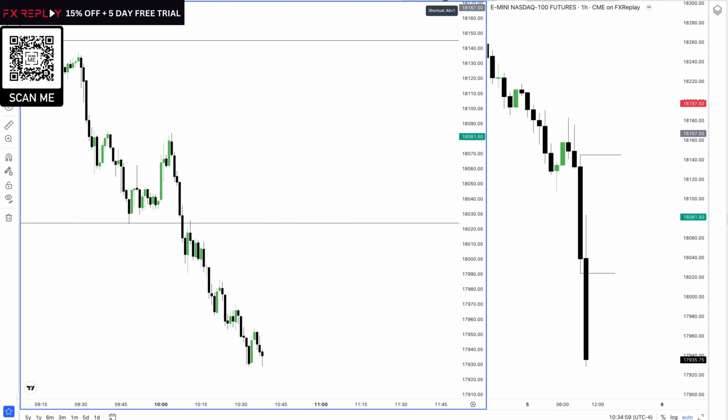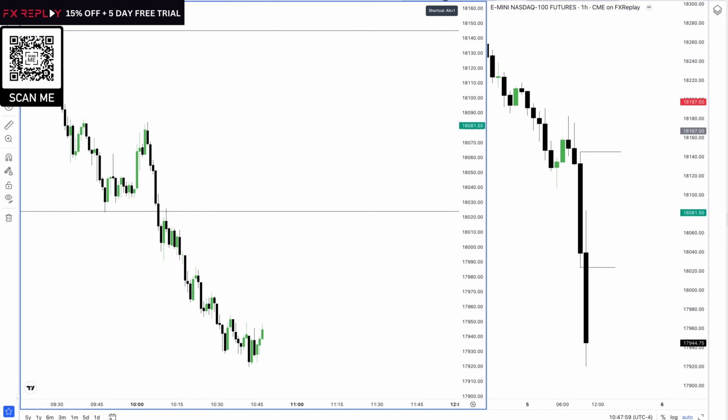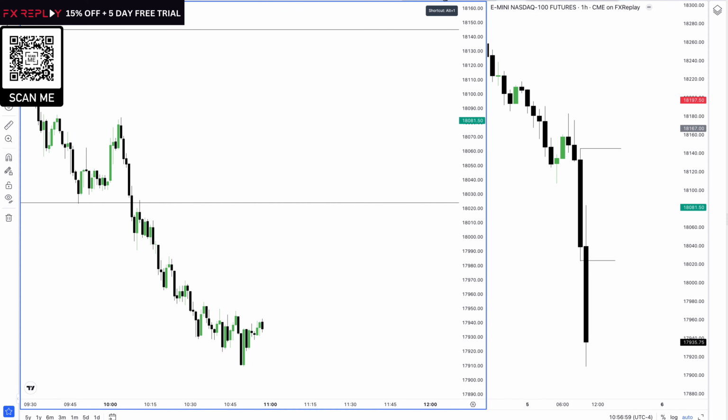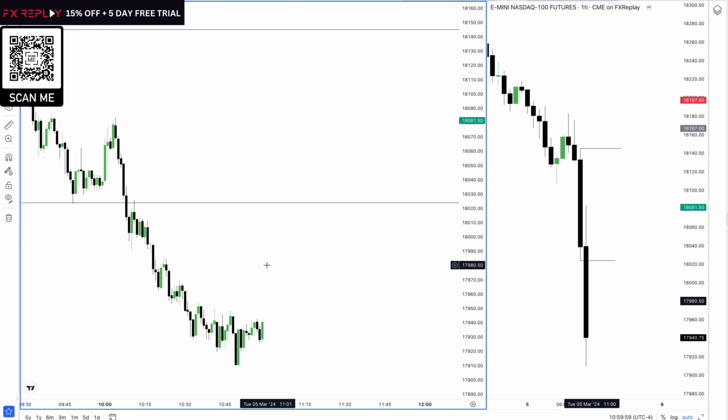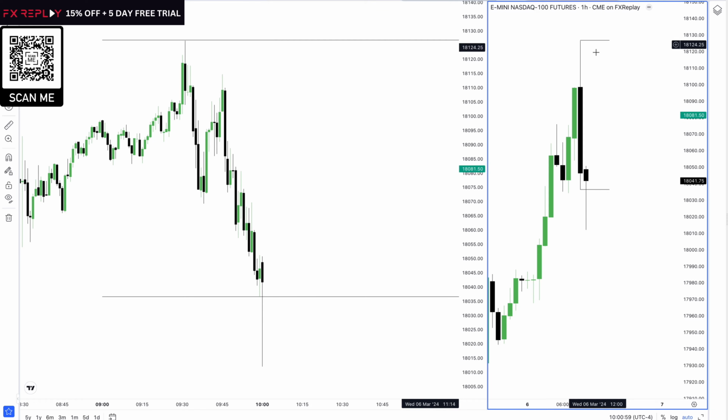Nothing yet, it's only trending downwards. And we're already almost in our 11 a.m. window, so no trade here. Let's go to the next day. The highs and lows are marked out at 10 a.m. We sweep below it.